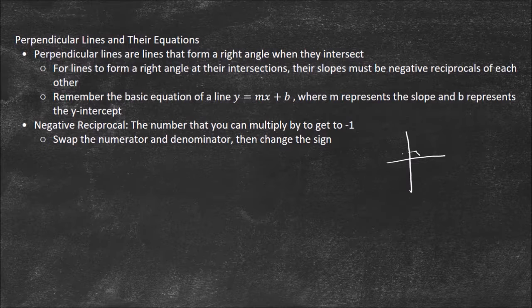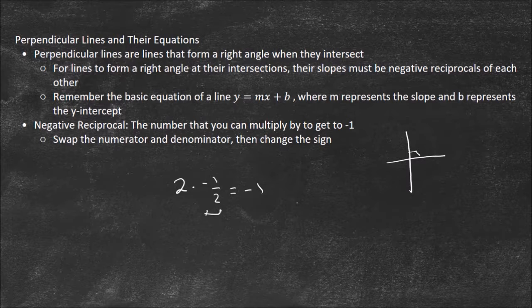And so the key here is that for lines to form a right angle at their intersections, the slopes have to be negative reciprocals of each other. What a negative reciprocal is, it's the number that you can multiply by to get to -1. So let's say I have a 2. I want to find 2's negative reciprocal. Well, what do I need to multiply 2 by to get to -1? That's going to be -1/2. That would equal -1. So that is the negative reciprocal of 2, -1/2. And the other way to do it, if you don't want to think about multiplying to -1, you can swap the numerator and denominator and then change the sign.